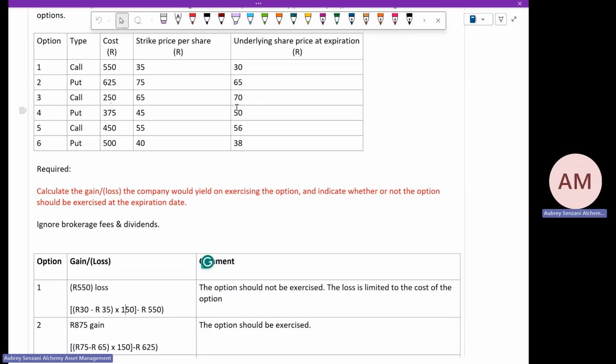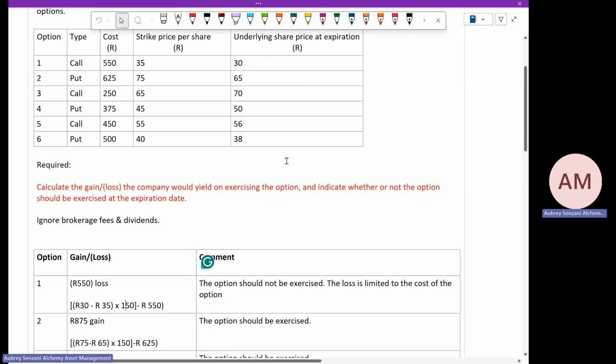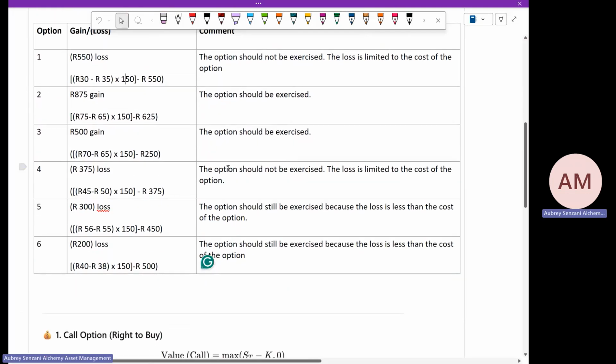Yeah. We're going to buy these shares, because it's cheaper than what it's currently selling for. So there you can see 70 minus the 65, 5 Rand times the 150, minus the 250, we make a gain of 500. Okay, the option should be exercised. Anybody got any questions here before I move on?